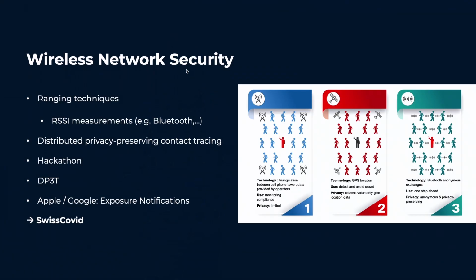Then about 1.5 years ago, when this whole pandemic started, we did remember some things we learned in wireless network security. It was about ranging techniques, using Bluetooth, so actually using the RSSI measurements to estimate how far we are from each other. And so also at a hackathon, maybe like you do today, we did start to look into these proximity tracing apps, which were in the media everywhere.